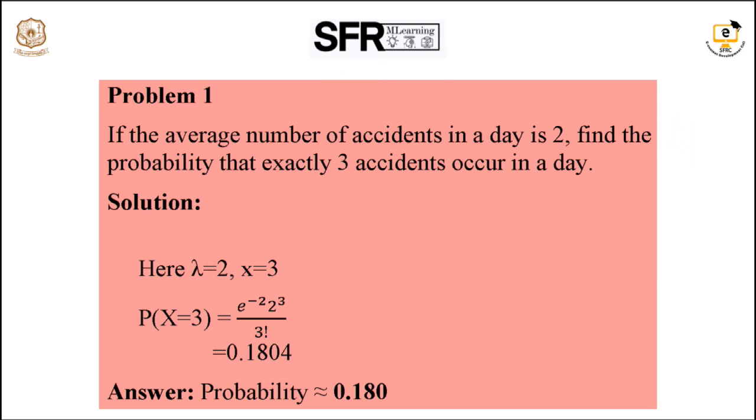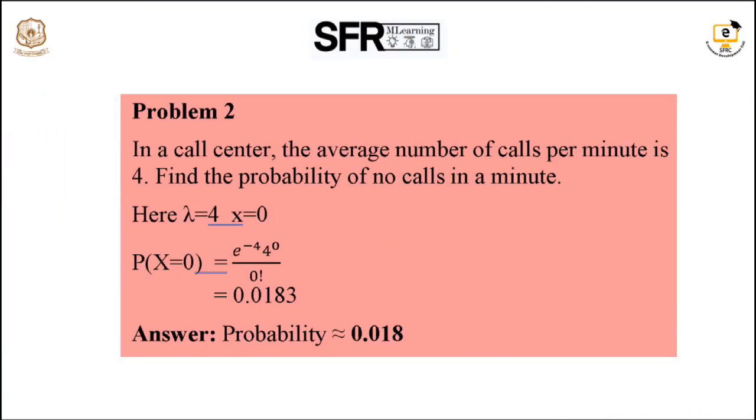So P of X equal to 3 is e power minus lambda, lambda power x by x factorial, that is e power minus 2, 2 power 3 by 3 factorial, which is equal to 0.1804. Hence the probability that exactly 3 accidents occur in a day is 0.180.